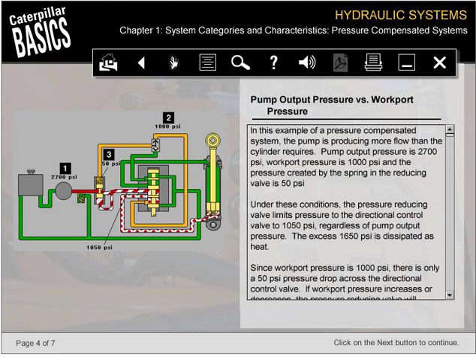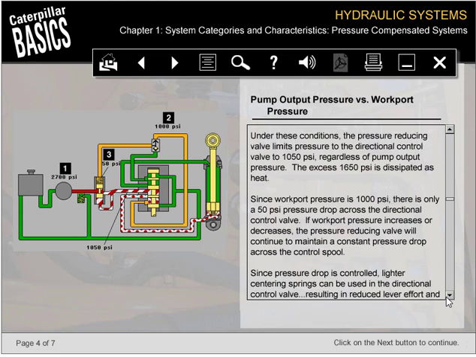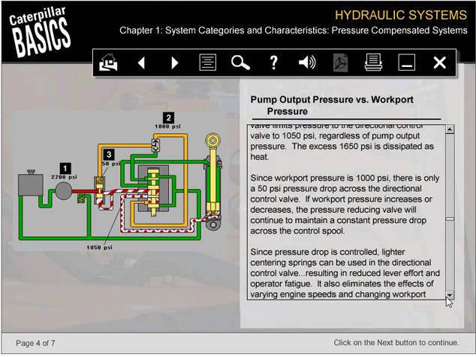In this example of a pressure-compensated system, the pump is producing more flow than the cylinder requires. Pump output pressure is 2,700 psi. Work port pressure is 1,000 psi, and the pressure created by the spring in the reducing valve is 50 psi. Under these conditions, the pressure-reducing valve limits pressure to the directional control valve to 1,050 psi, regardless of pump output pressure. The excess 1,650 psi is dissipated as heat. Since work port pressure is 1,000 psi, there's only a 50 psi pressure drop across the directional control valve.